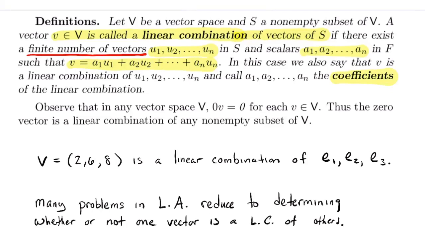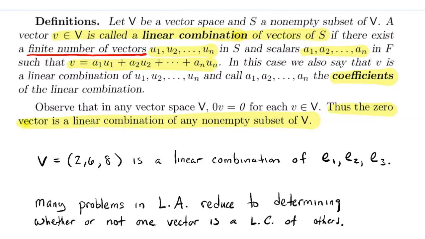This is just an observation here in the middle of the page: because 0 times any vector is 0, the 0 vector is a linear combination of any non-empty subset of the vector space V. All right, because if you have anything in this set S, you can always just take one element of S, multiply it by 0, and get 0. So the 0 vector is trivially, in some sense, a linear combination of any non-empty subset.